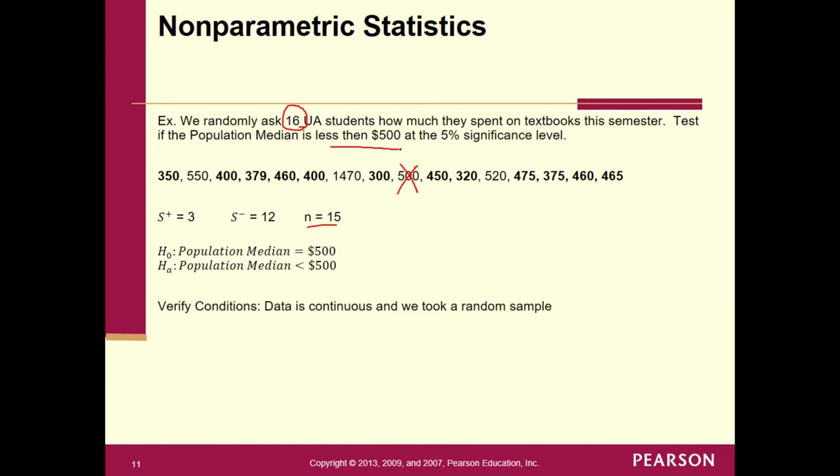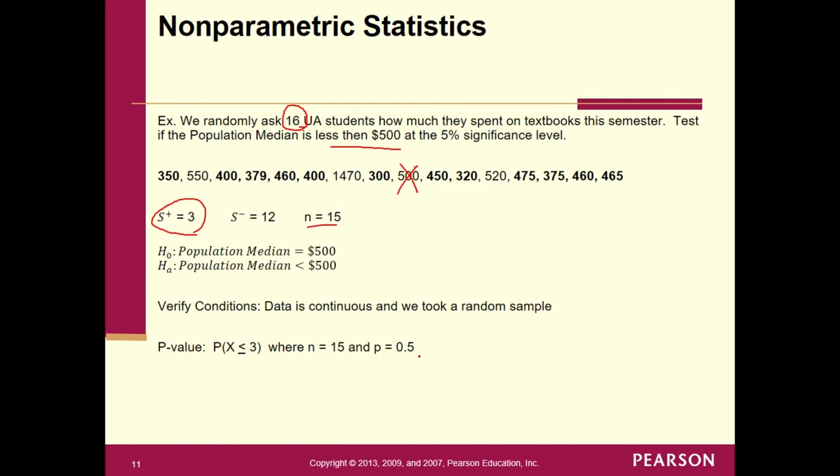Verify the conditions. The data is continuous, okay? It's money, that's continuous, and we took a random sample, all right? And so we have our conditions. We continue. So what would be the p-value? The p-value would be the probability that x is less than or equal to s plus, which is 3, where n is equal to 15 and p is equal to 0.5. All right. So you would just go to the binomial table, or you could use StatCrunch.